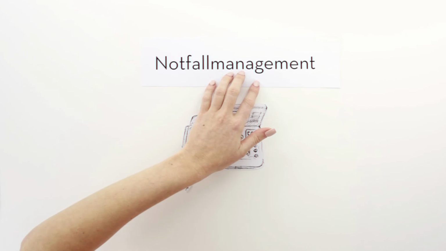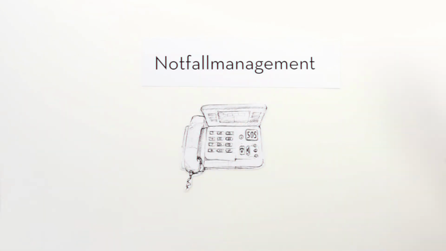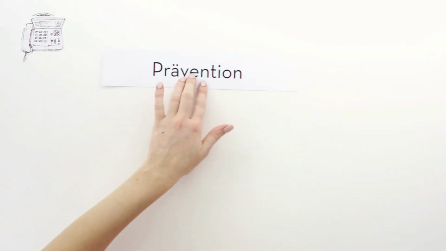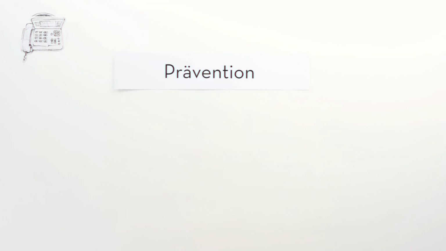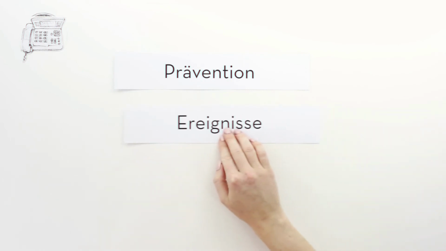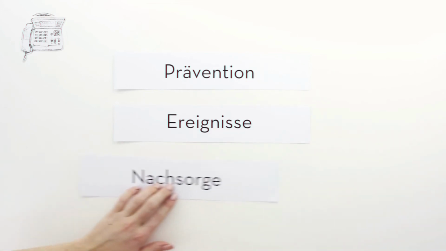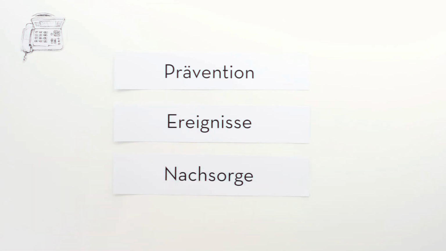The HNU's emergency management is based on 3 main points. Point 1. Prevention. Being prepared for situations that could put people at the HNU in danger. Point 2. Taking necessary measures if such situations occur. And point 3. Following up after such an event.